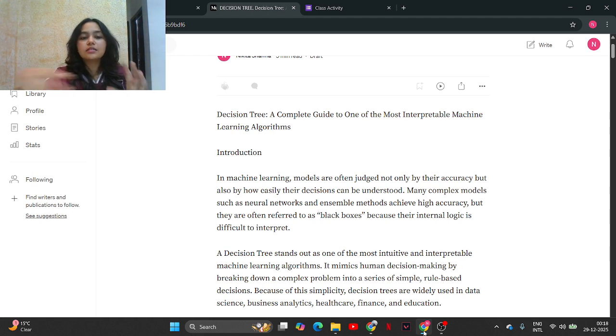To summarize, decision trees are powerful, simple, and highly interpretable machine learning models. While they have limitations like overfitting, these can be handled using pruning and ensemble methods. Mastering decision trees gives you a strong foundation for advanced machine learning.